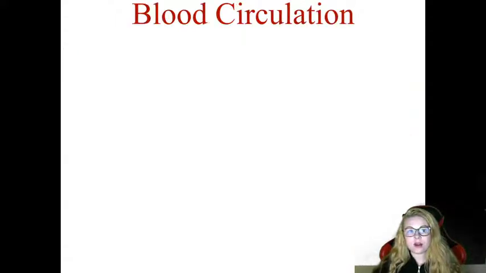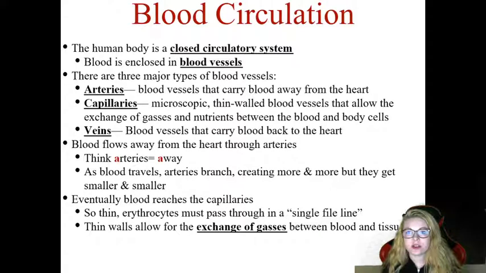Okay, and so now we're going to continue with a small video. It'll be pretty short on blood circulation. So the human body is considered a closed circulatory system. And so blood, in this case, is enclosed in blood vessels. The opposite of this would be an open circulatory system, which some animals and creatures in God's creation do possess. And in that case, their blood is not closed in blood vessels, and instead it just leaks out into all of the tissues. And there are 3 major types of blood vessels that you guys have probably heard of before and are familiar with. That's the arteries, capillaries, and the veins.